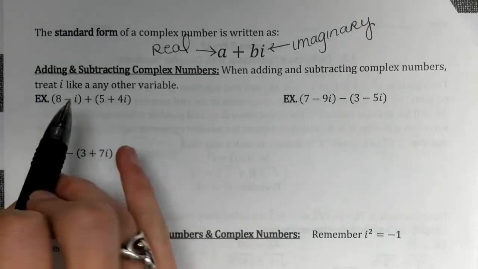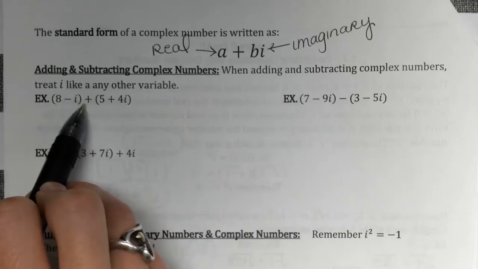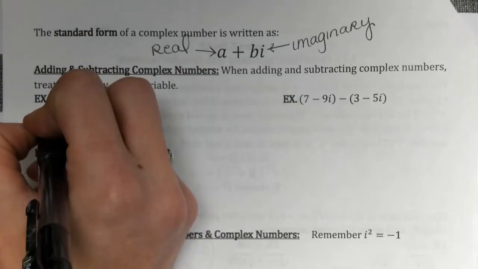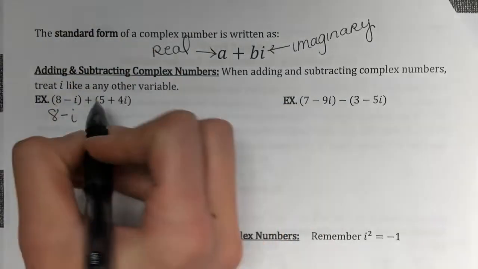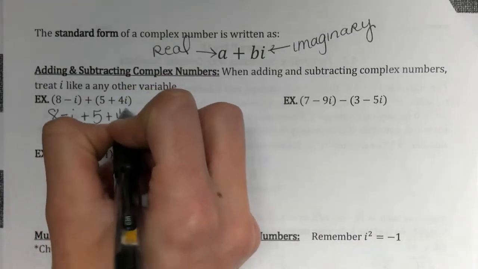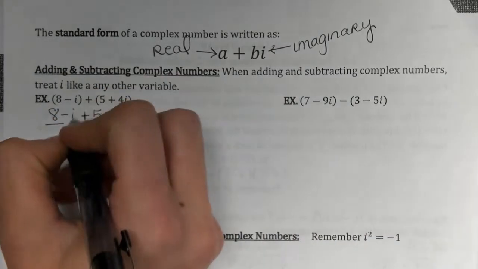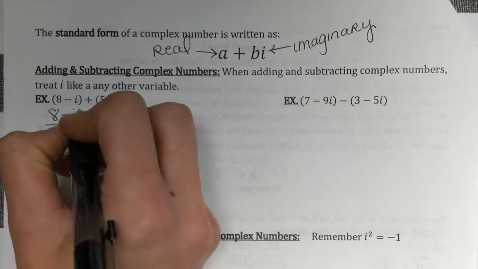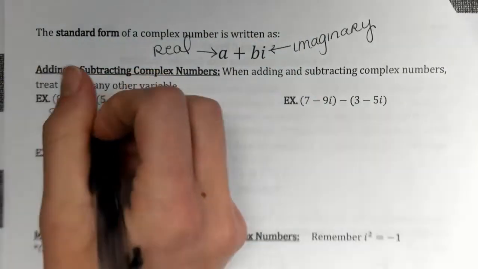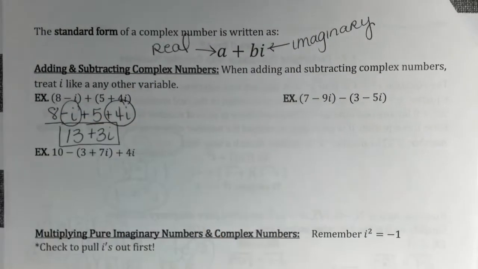Okay. So if I have 8 minus i plus 5 plus 4i, because I'm just adding them, this is like when you add and subtract polynomials. You drop your parentheses, so I would have 8 minus i, and then I'm going to add what's in the second set, 5 plus 4i. Okay, then I'm going to combine like terms. So 8 plus 5 is going to give me 13. Minus i plus 4i is going to be plus 3i. It's in standard form, so 13 plus 3i is my answer.